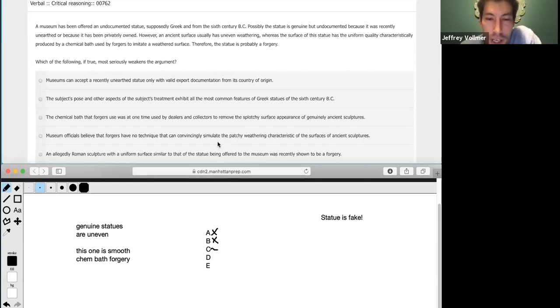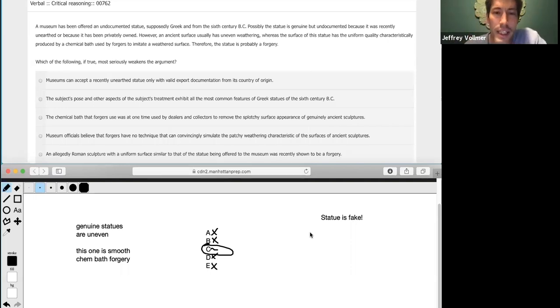It's okay that the forgers haven't done this because this particular statue isn't patchy. It's smooth. It's not uneven. So D is about the surface, but not in a related way. And then E. E's kind of tricky, but E actually is about the surface in the wrong way, right? There's another one just like it. That was a forgery. That strengthens the conclusion. It doesn't weaken. This one's got to be answer C.